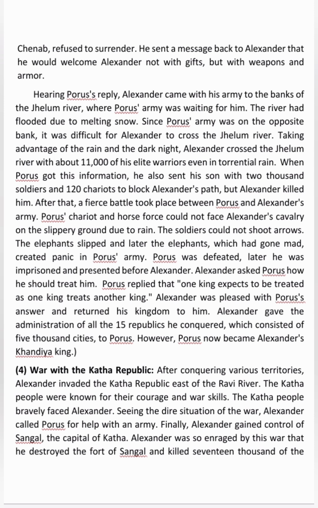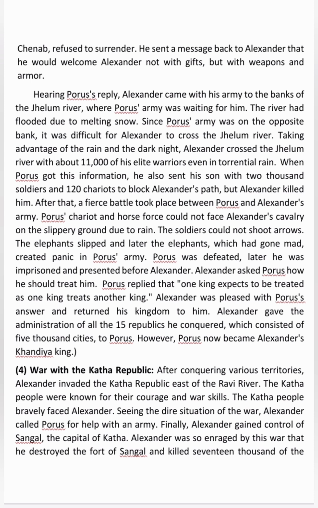When Porus got this information, he also sent his son with 2,000 soldiers and 120 chariots to block Alexander's path. But Alexander killed him. After that, a fierce battle took place between Porus and Alexander's army.